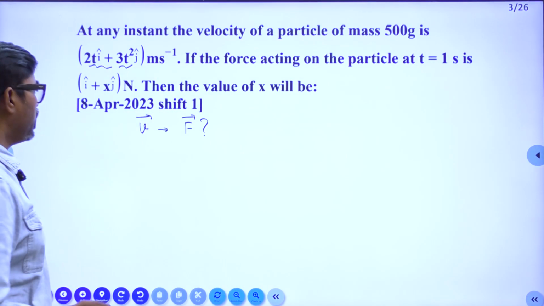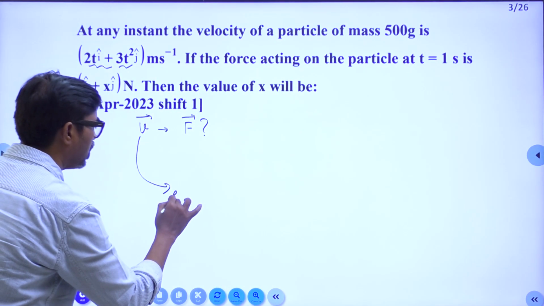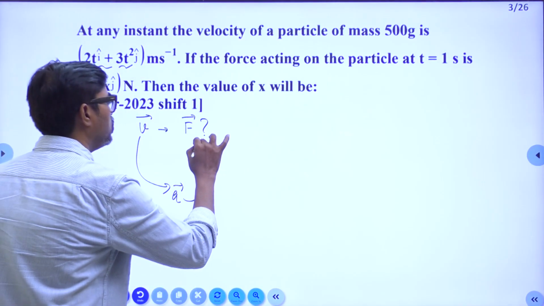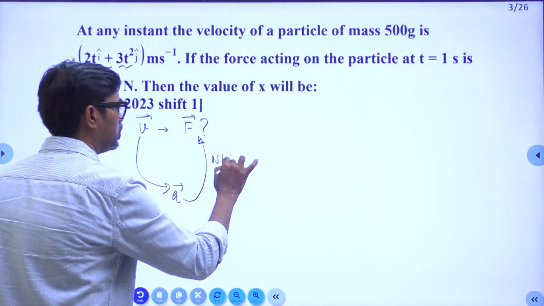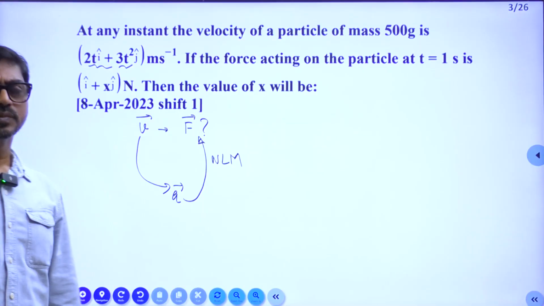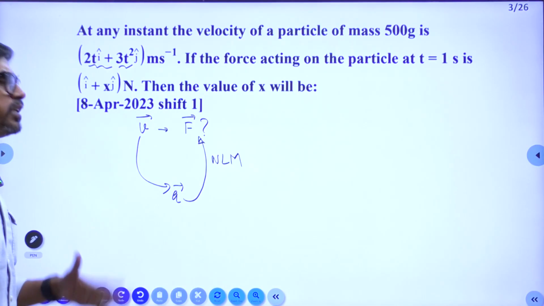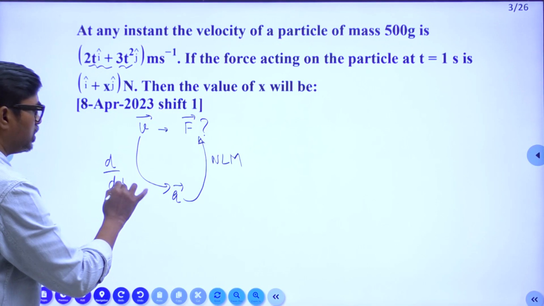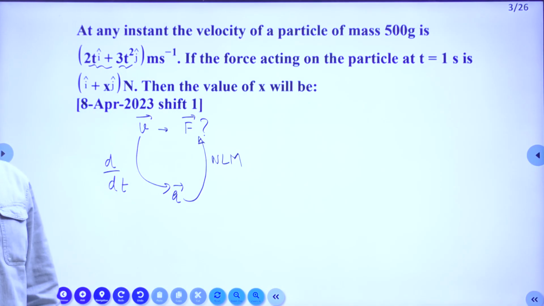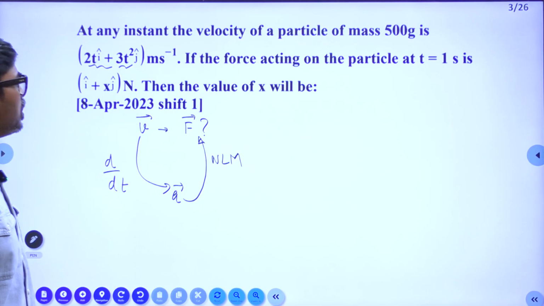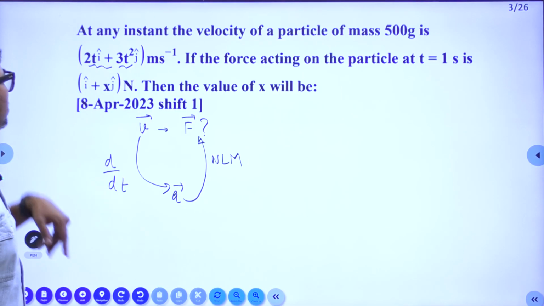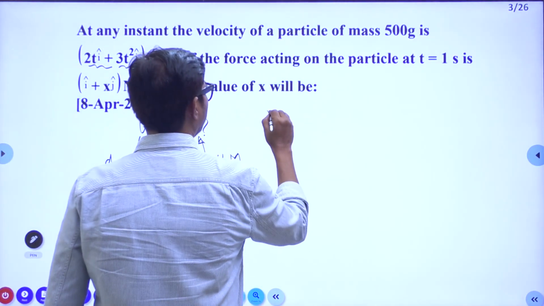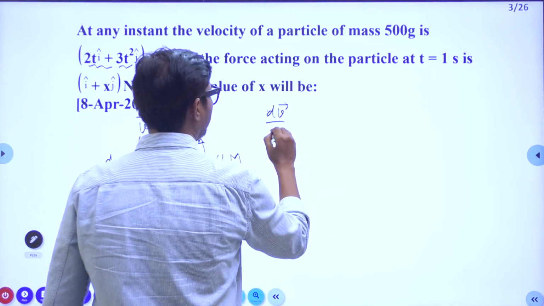One way would be you calculate acceleration from here, and from acceleration you apply Newton's law to find the force. That is one method we can go for. Given velocity, how to find acceleration? That is basically differentiation you will do. Differentiation of velocity will give acceleration. From acceleration, apply Newton's law to find the force. So differentiate it. Let's calculate the velocity differentiation dv bar by dt.